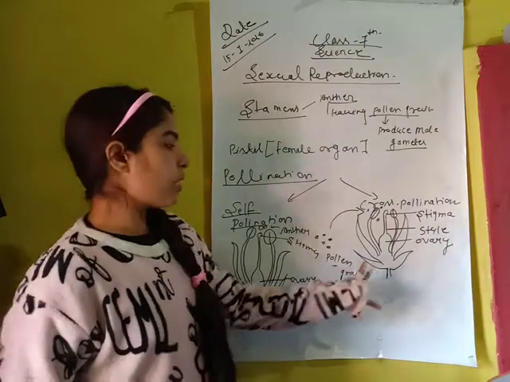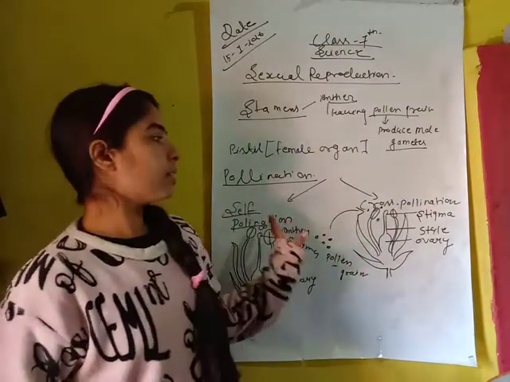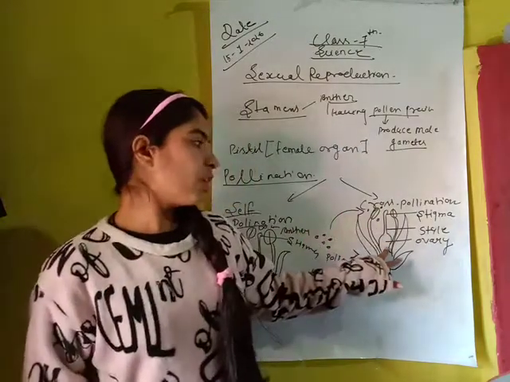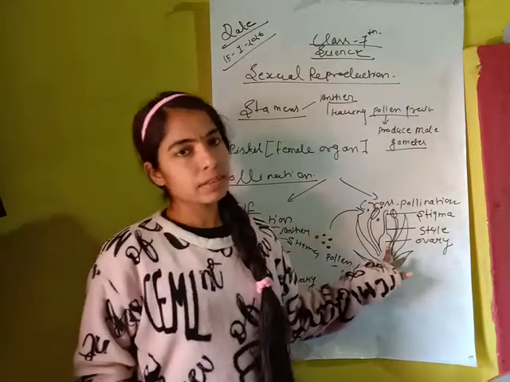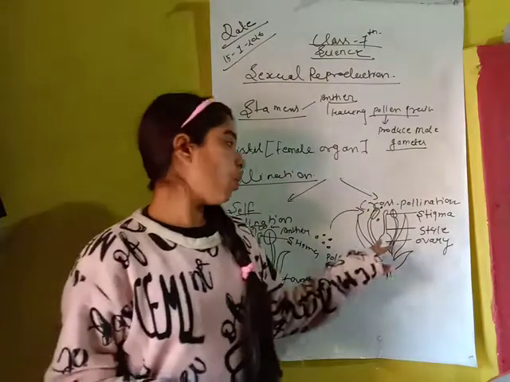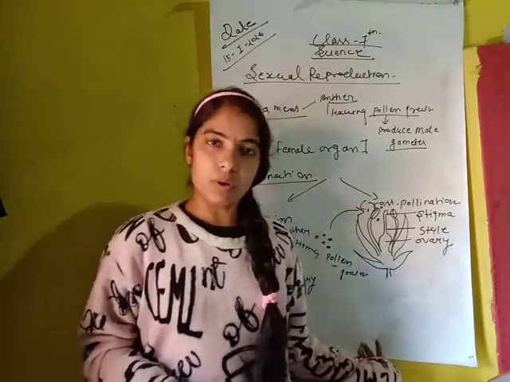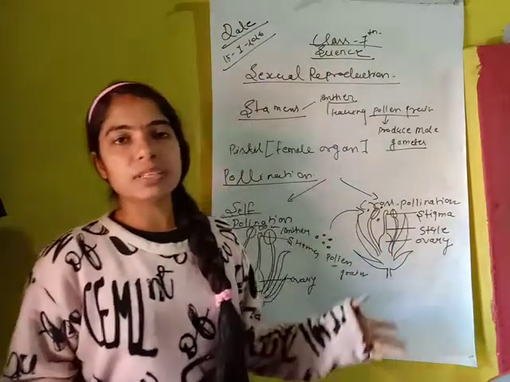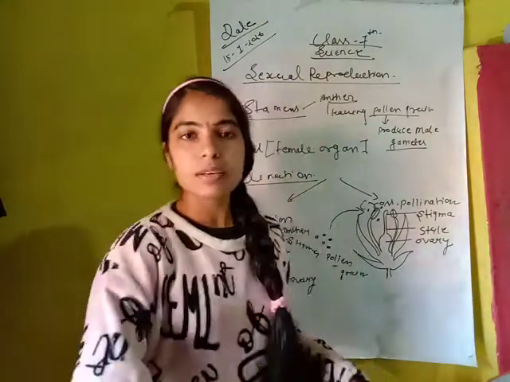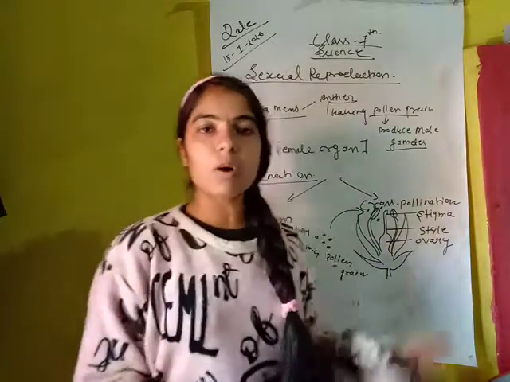Clear? Both are methods of pollination. After pollination, the pollen grain, which is the male gamete of a flower, reaches the ovary of the plant, and there it fertilizes with the ovule found in the ovary, and then a zygote is formed. Then seed formation occurs, and then a new plant grows. This is sexual reproduction in plants, and this is all about today's class.